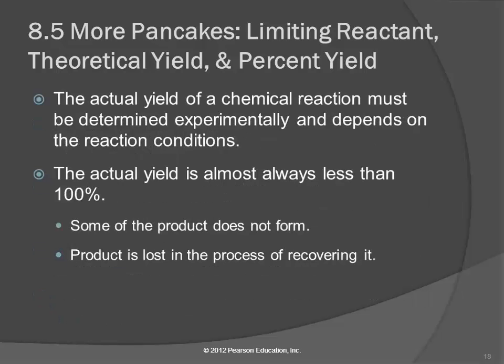Okay, so let's talk about it here. How could an actual yield be greater than a theoretical yield? I mean, can you make more product? If I had that many ingredients, could I make 17 pancakes if I only have enough stuff for 15? If I made them smaller, but you can't do that. That's why I don't like the pancake thing.